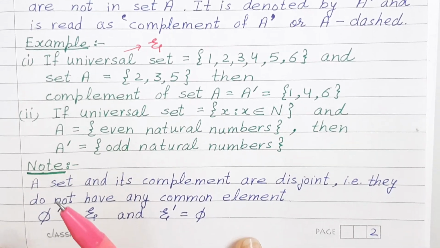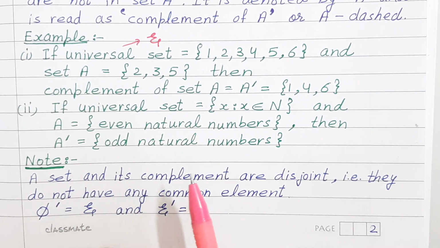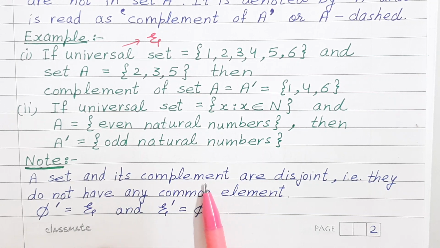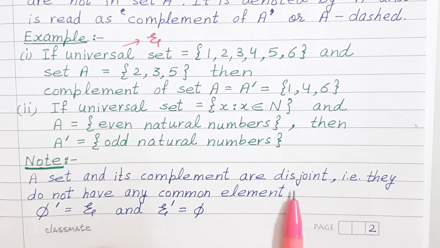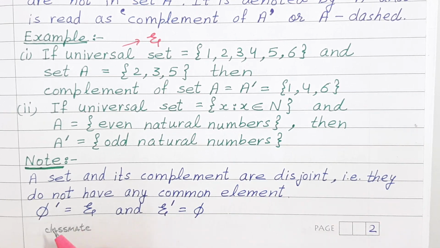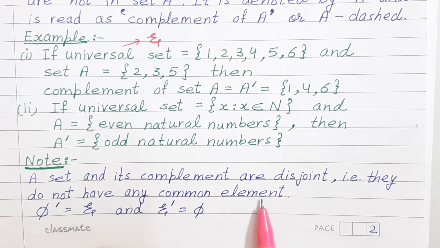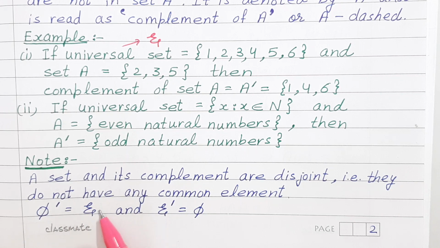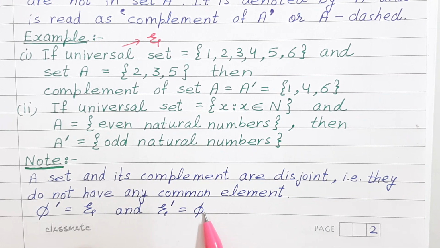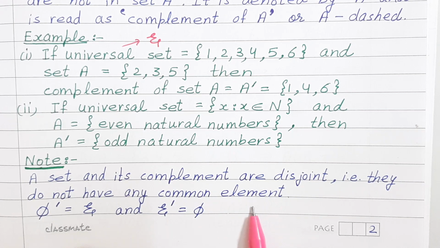Now children, note down one very important point here. A set and its complement are disjoint. That is, they do not have any common element. Right? So that means phi complement is Xi, that is the universal set, and the complement of the universal set is phi, that is the null set, or you can say void set, right? So they are complements of each other here.